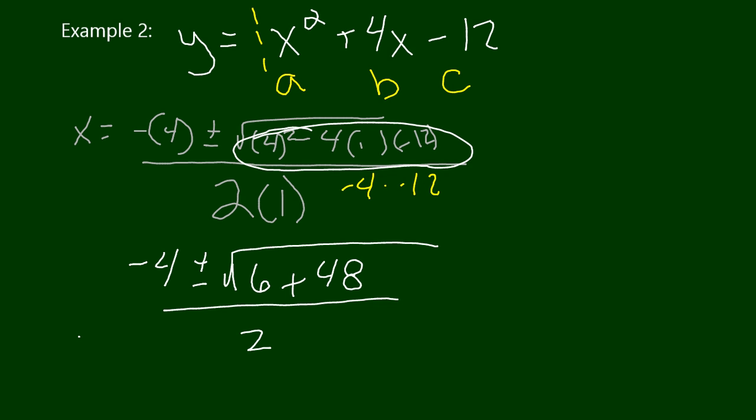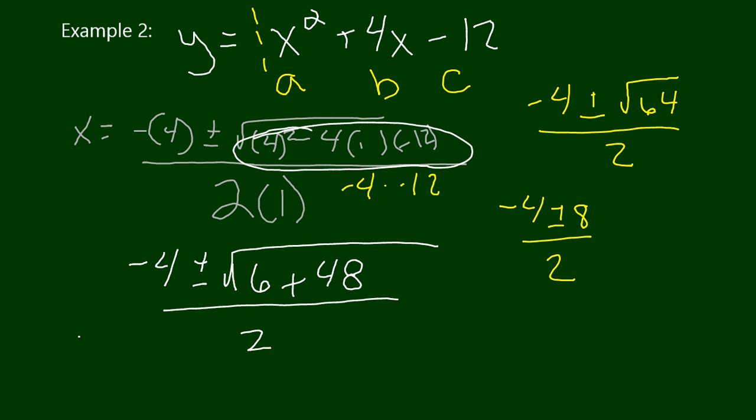Now we simplify the square root further. So we have a negative 4 plus or minus 16 plus 48 is 64, all of that over 2. The square root of 64, it's a perfect square, which means the square root of 64 is 8. So I'm going to go negative 4 plus or minus 8 over 2. What happens here, because it's a perfect square, we can actually simplify this completely to the end.